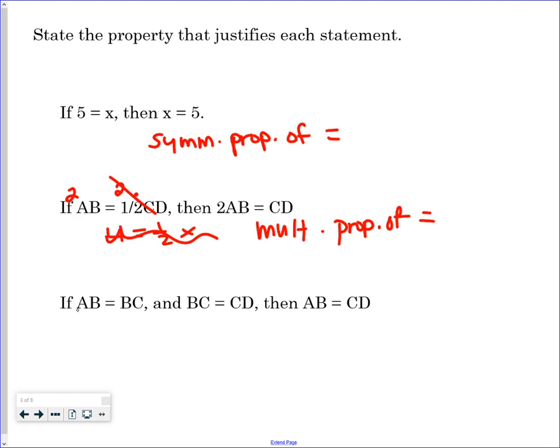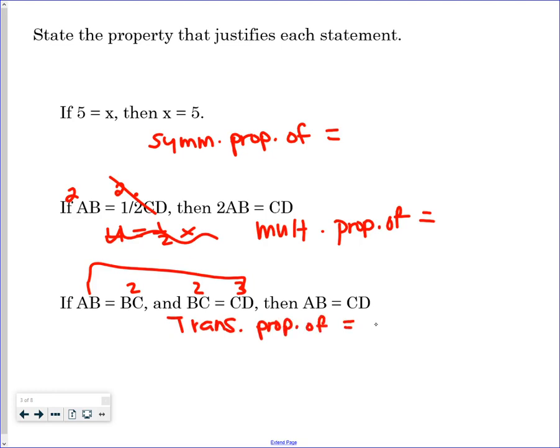This last one, if AB equals BC and BC equals CD, then AB equals CD. So I'm just going to tell you, it's probably transitive because look, if 1 to 2, 2 to 3, 1 to 3. Okay? But I'll slow it down though. When it's 3 pieces like that, it's probably transitive. So if the first thing equals the second thing, and then I repeat the second thing equals a new third thing, then you cut out the middleman. Okay, and the first thing is equal to the third thing. That's transitive. Okay? Transitive property of equality.